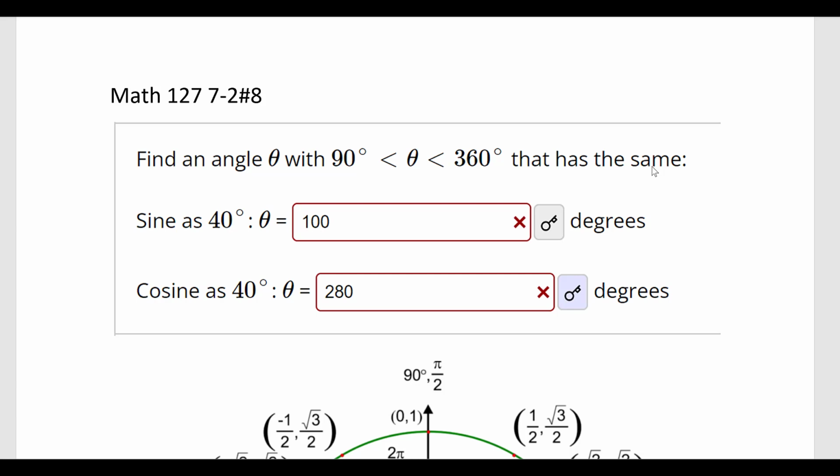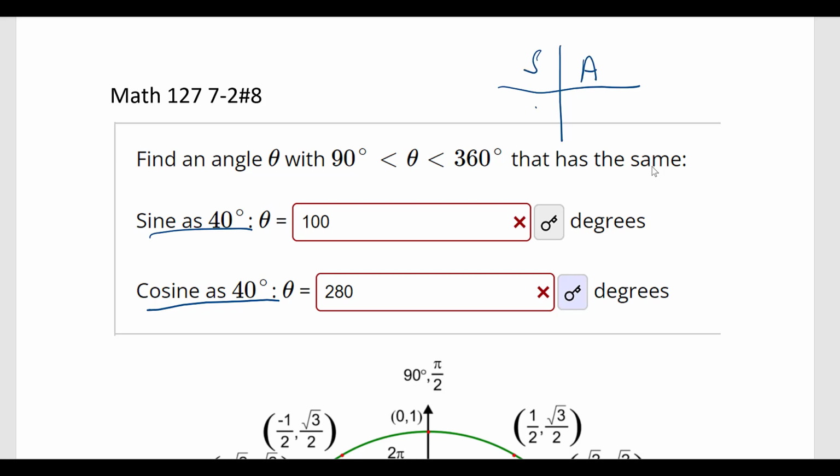So it says find an angle theta, if theta is between 0 and 90 degrees, that would give us the same as sine of 40 degrees and then cosine of 40 degrees. So it's helpful if we look at this. I didn't quite see this in the text, but I'm going to tell it to you now.